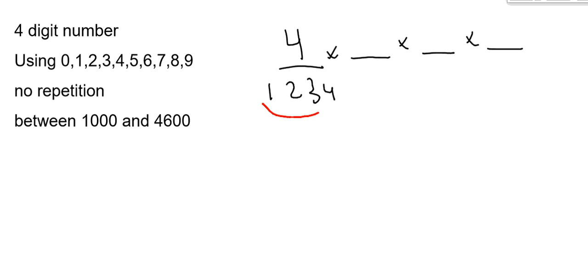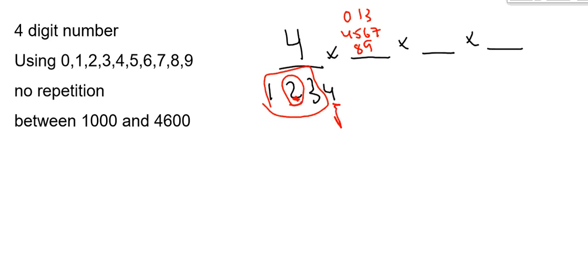If I start with a 1, 2, or 3, I can't repeat a 1, 2, or 3, but otherwise I can have, let's say I start with a 2, I can have a 0, a 1, a 3, a 4, a 5, a 6, a 7, an 8, or a 9. No problem if I start with a 2.